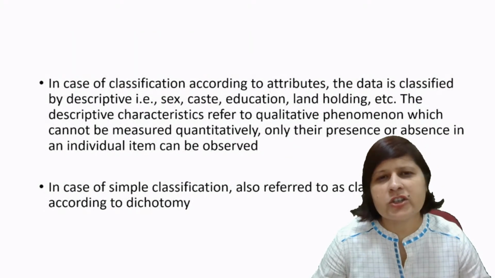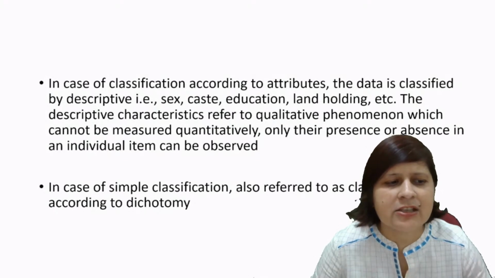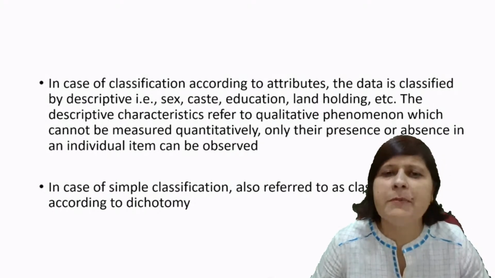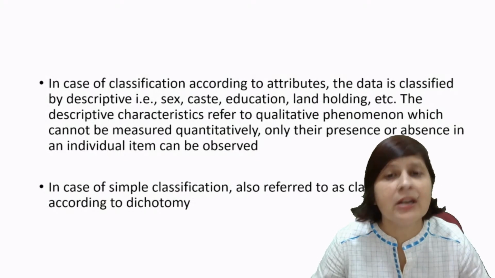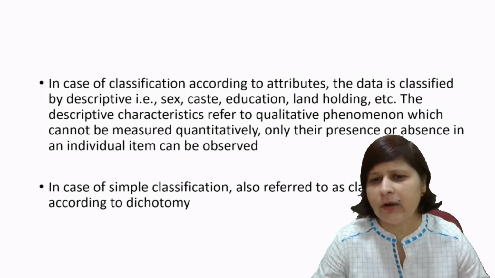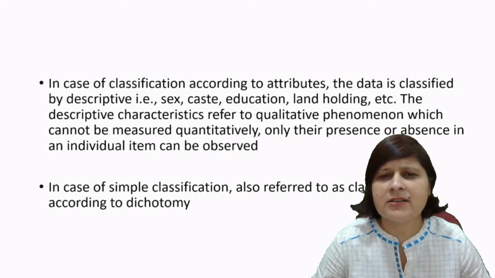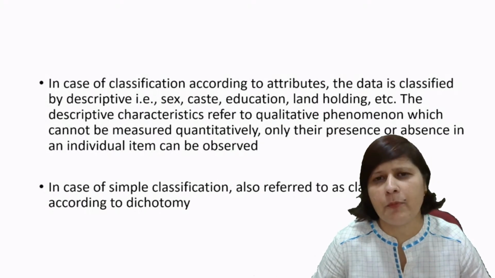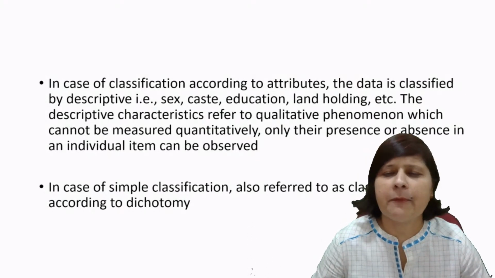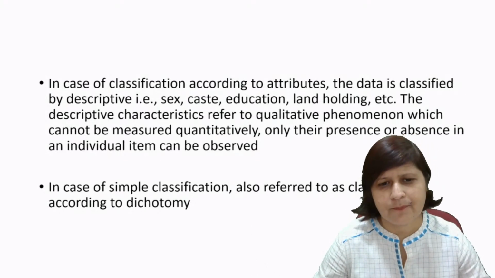In case of classification according to attributes, meaning according to characteristics, the data is classified by descriptive characteristics. It could be on the basis of sex, caste, education, income level, land holding, age or anything else. The descriptive characteristics refer to the qualitative phenomenon which cannot be measured quantitatively. Only their presence or absence as an individual item can be observed.